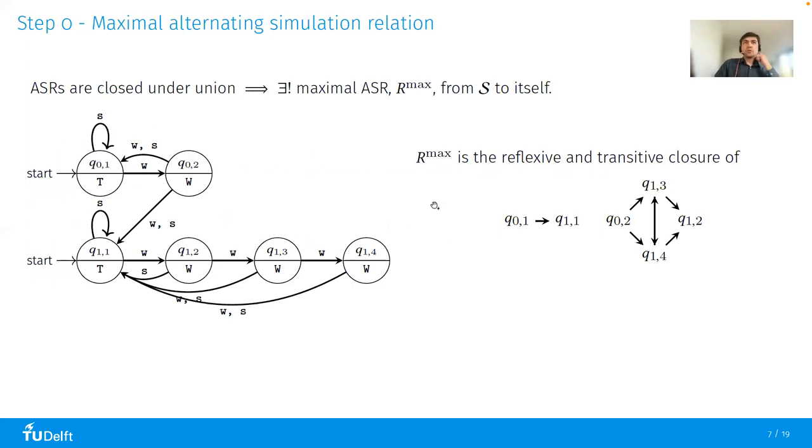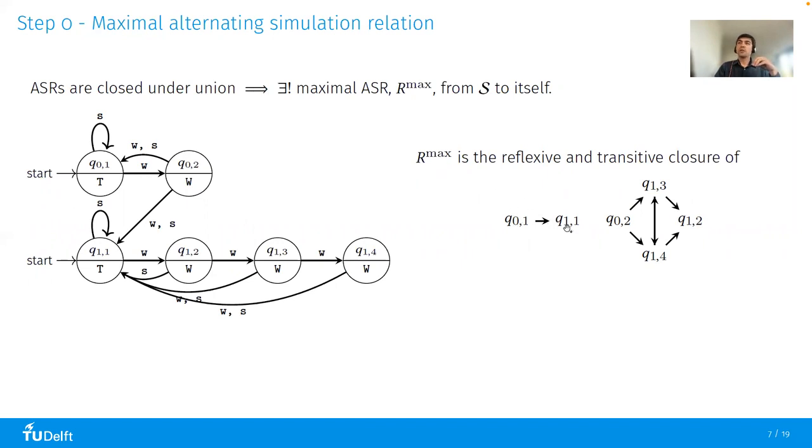So step 0, computing the maximal alternating simulation relation, is a standard thing that can be done with fixed point iterations. ASRs are closed under union, therefore we know there exists a maximal relation from S to itself that contains the maximal number of pairs of states. In this example, this is the relation that we obtain by running such an algorithm. Actually, the reflexive and transitive closure of this.